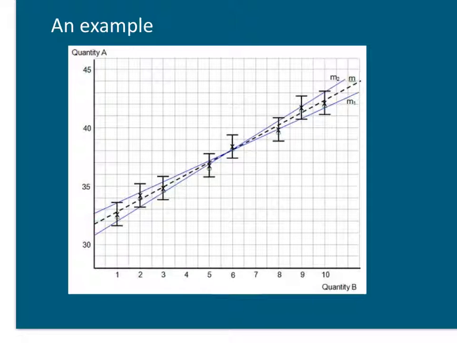And then you'll notice the dotted line. That's a line of best fit. And then this top blue line is the error line of maximum gradient, and the other blue line is the error line of minimum gradient.